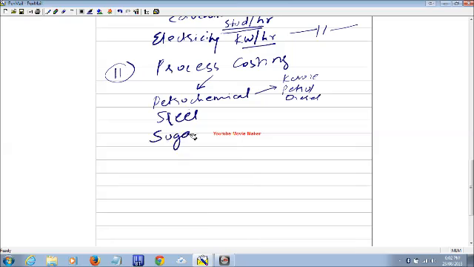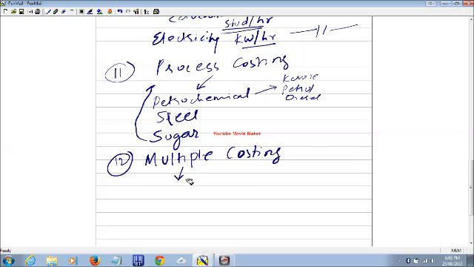We have the steel industry also, where the products are designed from the raw materials. Then we have the sugar industry. First there is sugarcane, then we have brown sugar, and the sugar industry is also related to process costing.